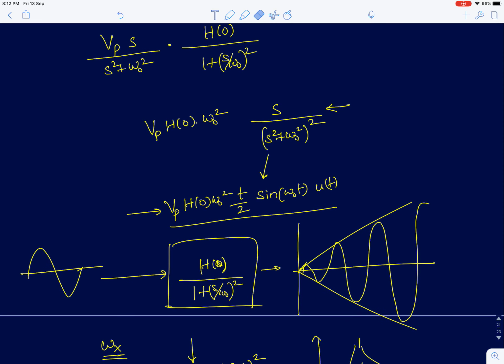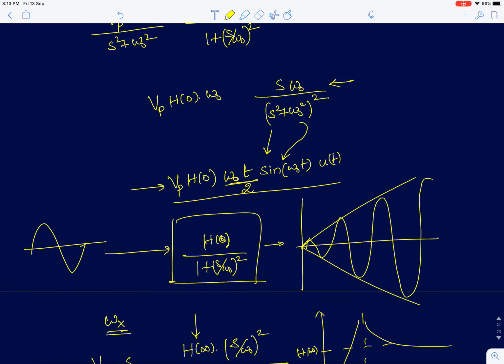There was a small mistake in the equation here. We'd actually get omega naught into t, that won't be an omega naught square. When you write it, I should take the omega naught term here. The inverse Laplace transform of this term here is actually t into t by 2. In fact, there is a half term here, t by 2 into sine omega naught t.